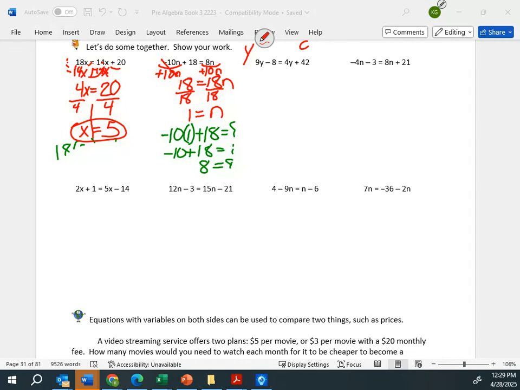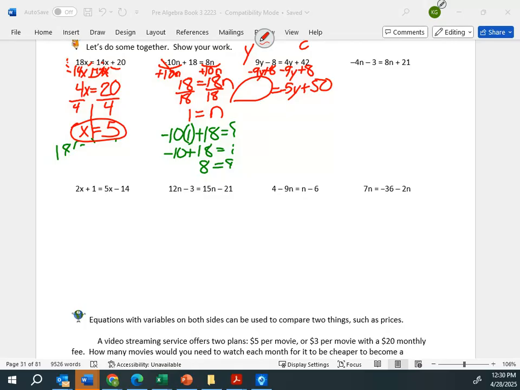Every year, I have students who put them both on the same side. Don't write this down because this is going to be wrong, but this is what people would do. They would say, okay, I'm going to move my 9y over here, so minus 9y. So that would be 4 minus 9, negative 5y. And then I'm going to add 8, so plus 50. But then there's nothing over here. You can't put them both on the same side. You have to have variable on one side, constant on the other.